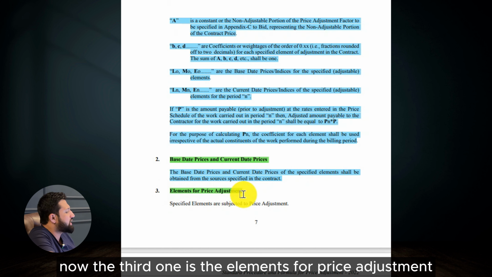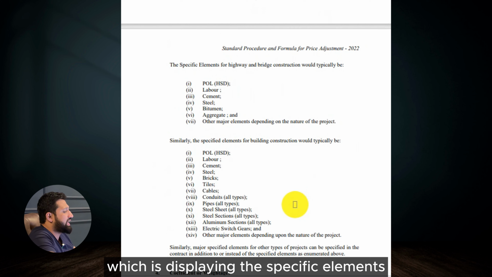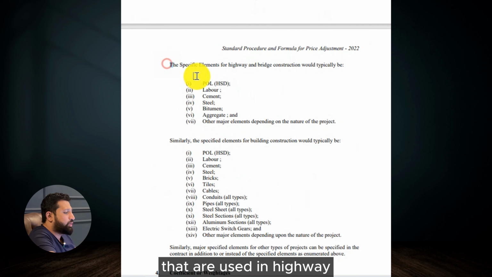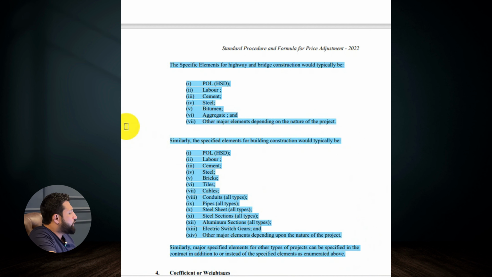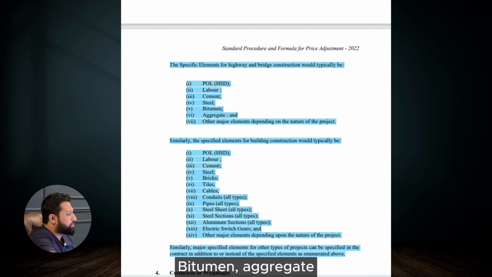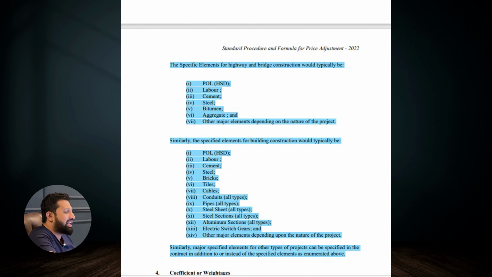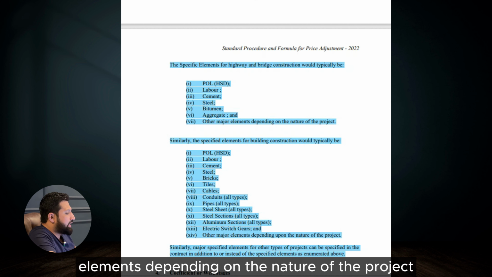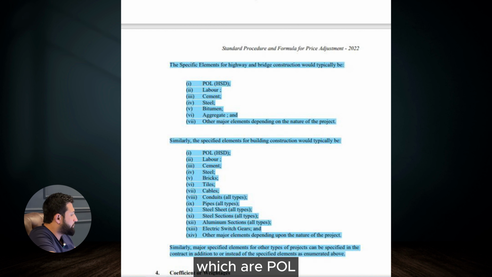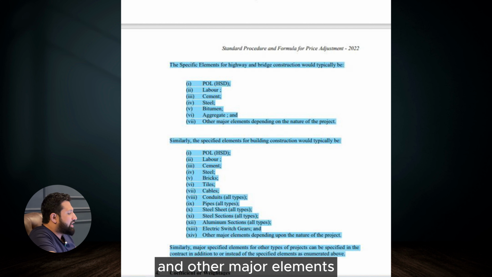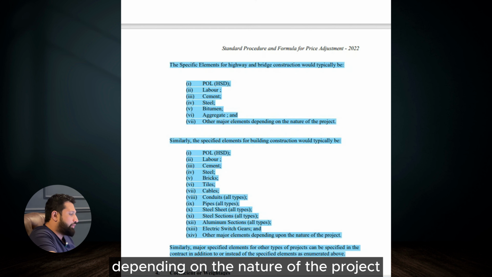Now the third one is the elements for price adjustment, which is displaying the specific elements that are used in highway and construction are specified below. POL, which is high speed diesel, labor, cement, steel, bitumen, aggregate and other major elements depending on the nature of the project. And it also has given the list of specific elements used in building construction, which are POL, high speed diesel, labor, cement, steel, bricks, tiles, cables, conduits and other major elements depending on the nature of the project.